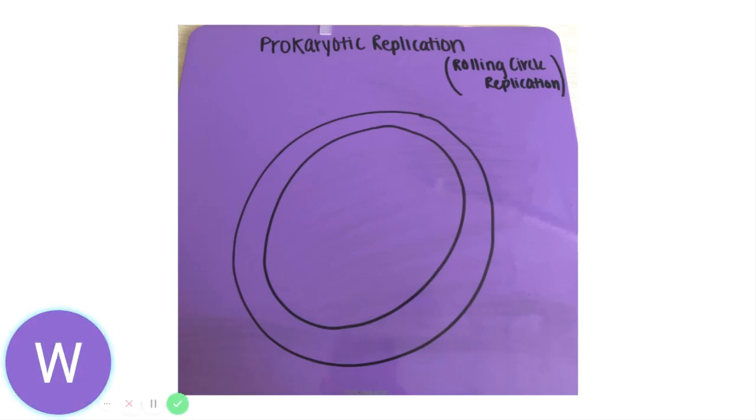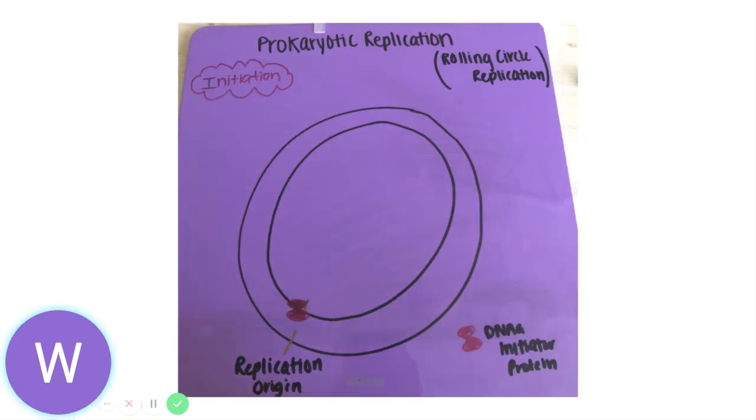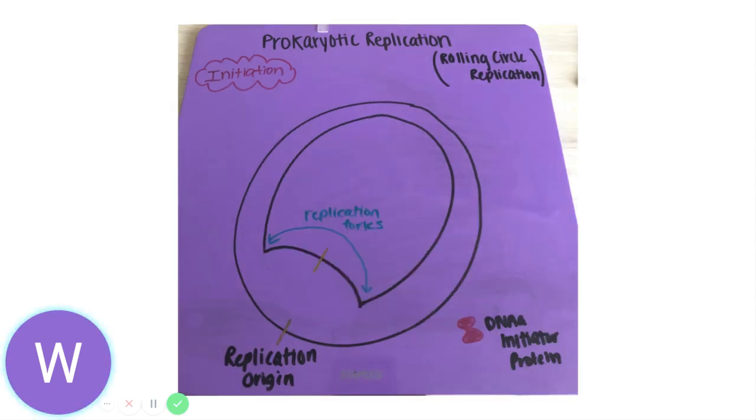So today we're going to be talking about prokaryotic replication. And so we know that DNA replicates semi-conservatively, and we're going to be using the rolling circle replication model for our demonstration. So beginning with initiation at the replication origin, the DNA initiator A protein binds to begin DNA unwinding and the creation of replication forks.